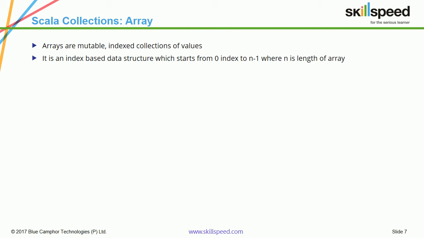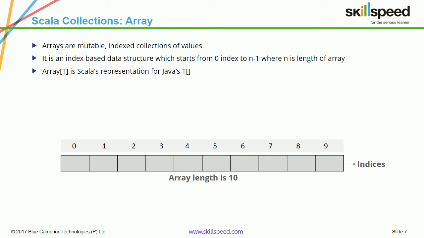Now in Scala terms, Array[T] is equivalent to Java's T[]. Here I can see an example of an array which starts from one element all the way to the 10th element. That means the total size of this array is 10, which contains 10 elements. And if you want to access the elements of an array, then the index should start from 0. That means if you want the 9th element from the array, you should mention an index number of 8.